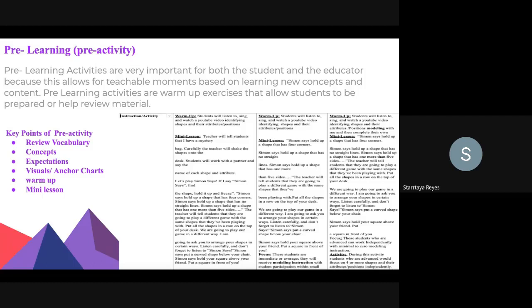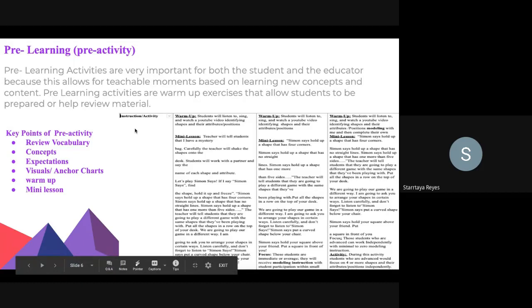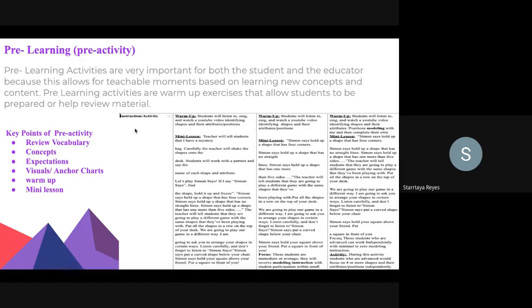So as you can see on the right-hand side, this is a part of my tiered assignment of this activity that's within the unit. As the warm-up, students will listen to, sing, and watch a YouTube video identifying shapes and attributes positions. Mini lesson: the teacher will tell students that I have a mystery bag. Carefully, the teacher will shake the shapes onto the desk. Students will work with a partner and say the name of each shape and attribute.